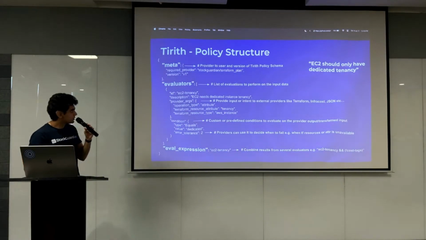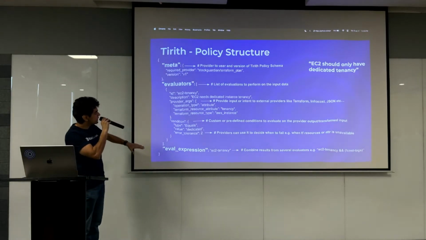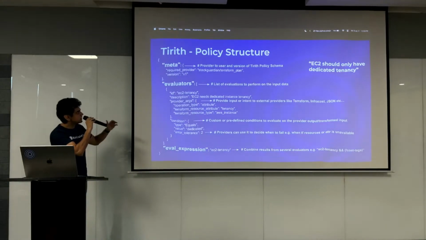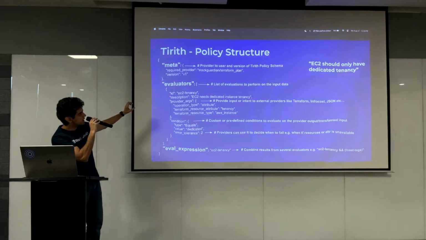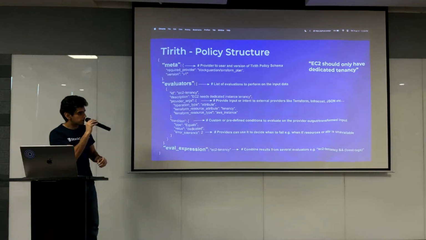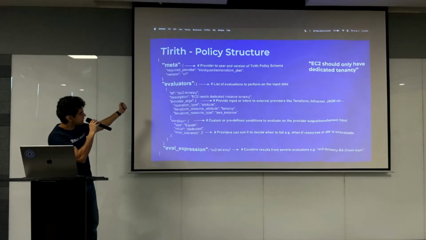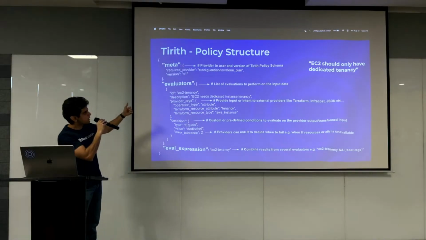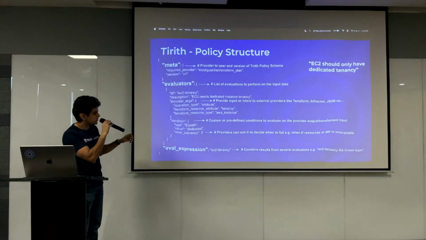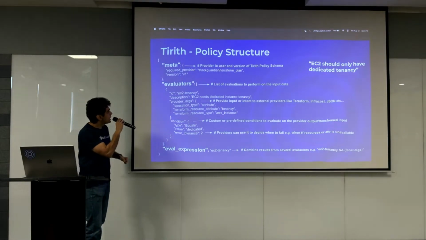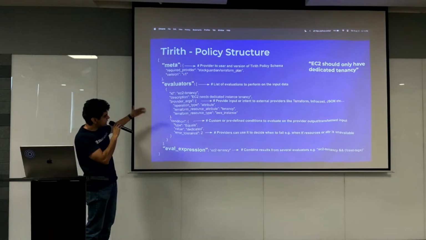Okay, so this is what a Terrace policy looks like. I know it can be a little intimidating at first, but I'm going to explain it. The first part is the meta block, and you can imagine it as an import statement in your program. This will import the Terraform plan provider into your policy, and the provider, as I said, will help you get the particular value from the input that you want to evaluate. The second part we have is evaluators. This is a list of many checks, you can imagine.